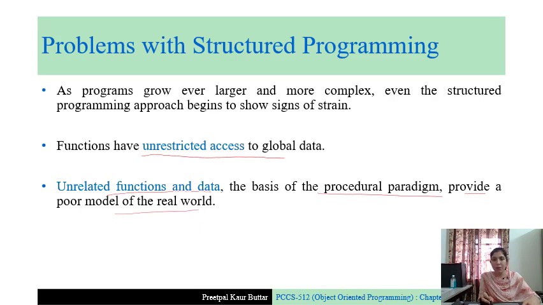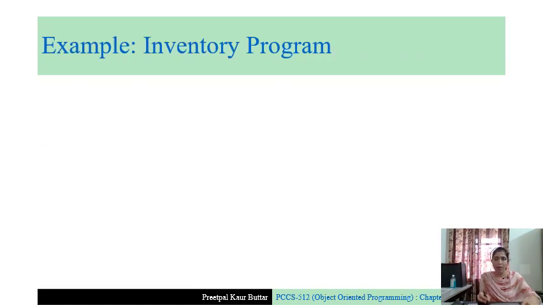So the first problem is unrestricted access to global data. So for example, take an inventory program. Inventory program means the program which is written to manage the items in an inventory. And inventory can contain any type of items. For example, the inventory contains furniture items, tables, chairs, etc.